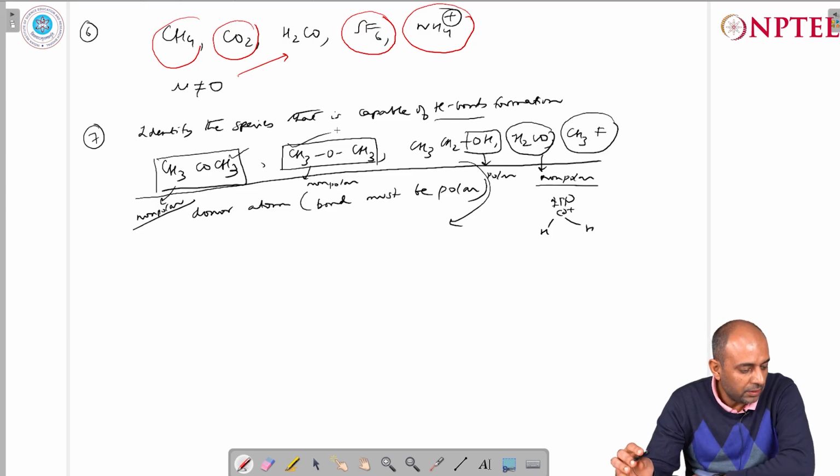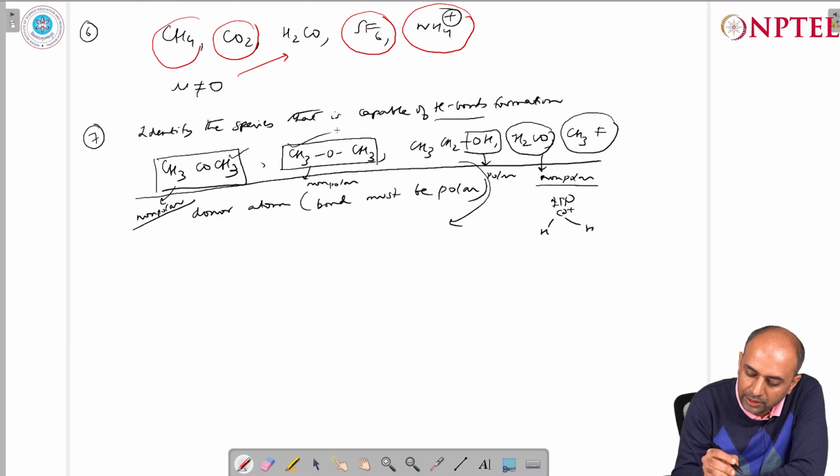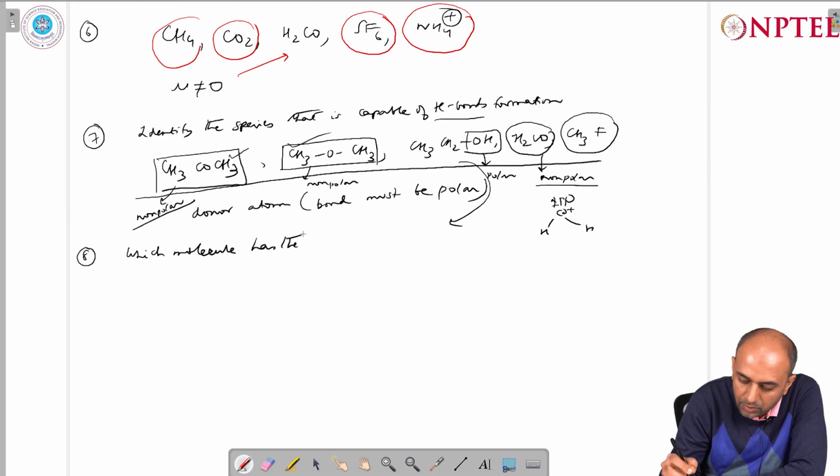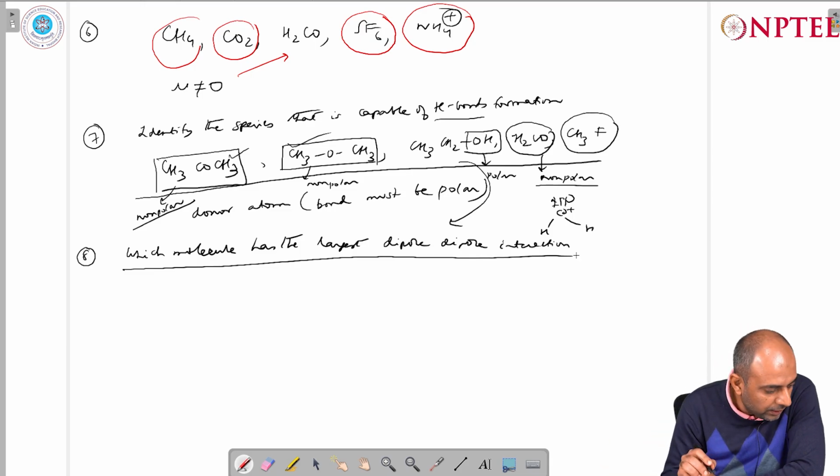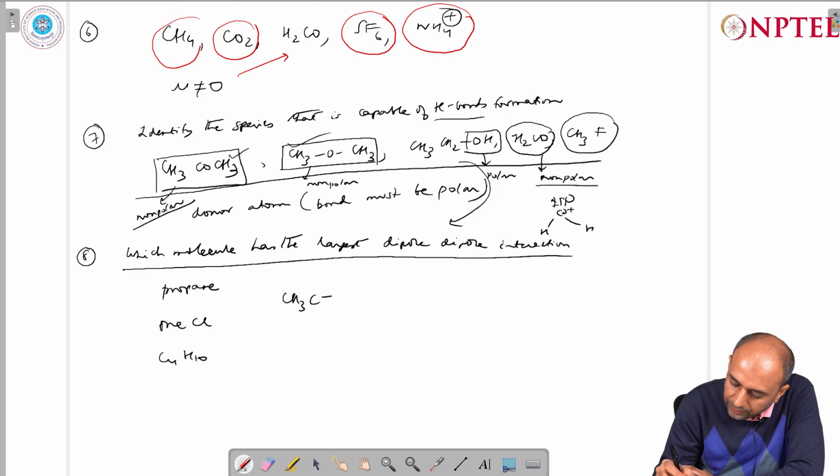Now let us take another set of molecules and determine which molecule has the largest dipole-dipole interaction. Which molecule has the largest dipole-dipole interaction? We can take propane, methyl chloride, butane and acetonitrile.